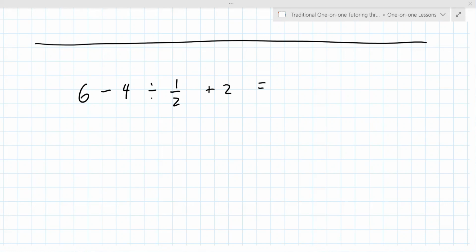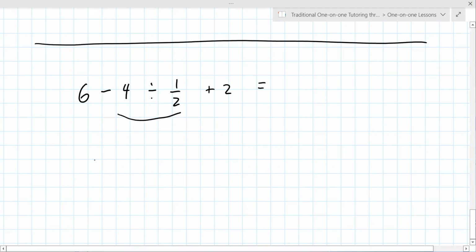-4 divided by 1/2. You can actually just treat it as 4 divided by 1/2. Oh, and yeah. I mean, you know what? Maybe I'm sorry for that.